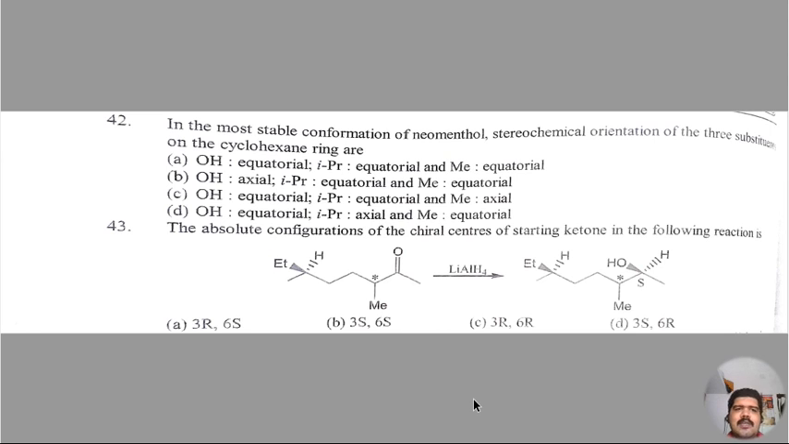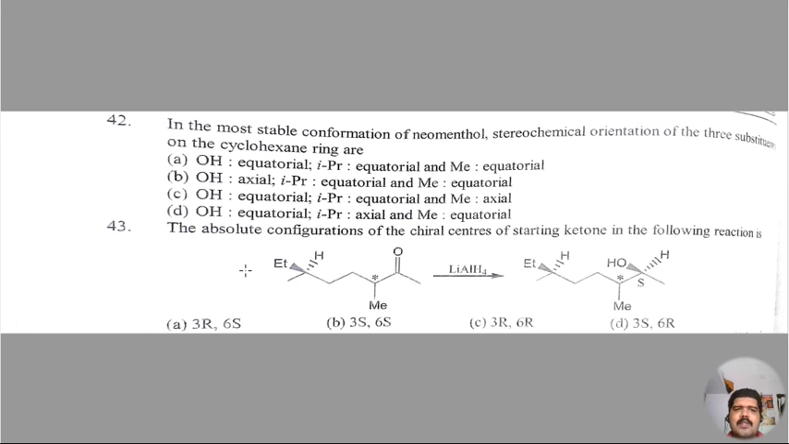Now, the next question, the most stable conformation of neomenthol and its stereochemical orientations. It's very simple. In the case of neomenthol, you have OH, isopropyl and methyl, in which the OH group will be axial and the isopropyl and methyl will be equatorial. So option B is your right answer.